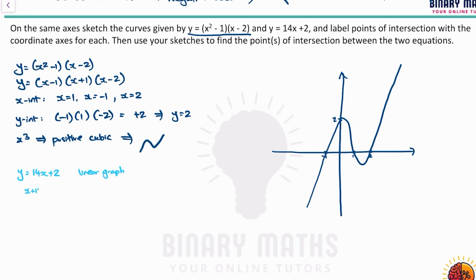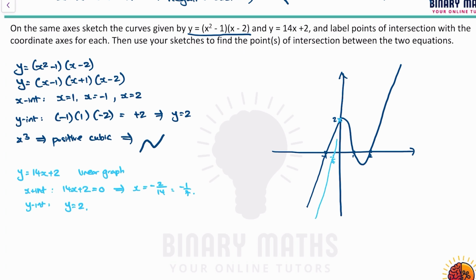The x-intercept is when 14x plus 2 is equal to 0, which implies x is equal to minus 2 over 14, which is equal to minus a seventh. And the y-intercept is at 2. Y is equal to 2. So here is the y-intercept, which is at 2. And it's going to go through minus 1 over 7. Straight line graph.